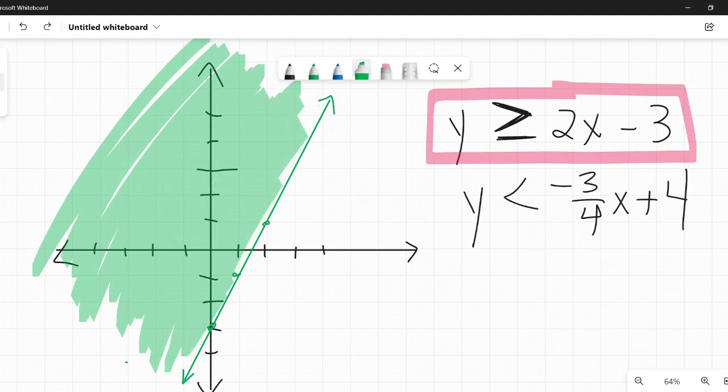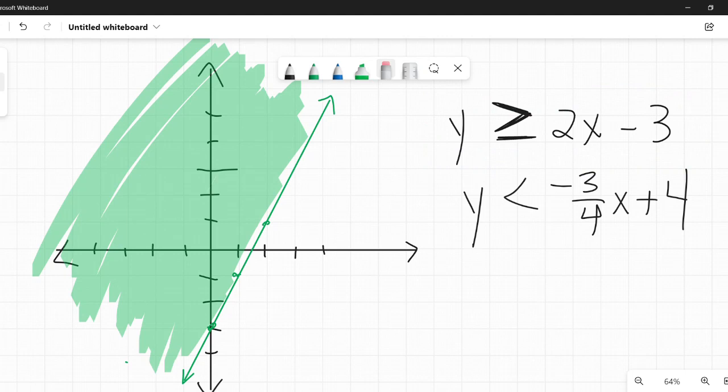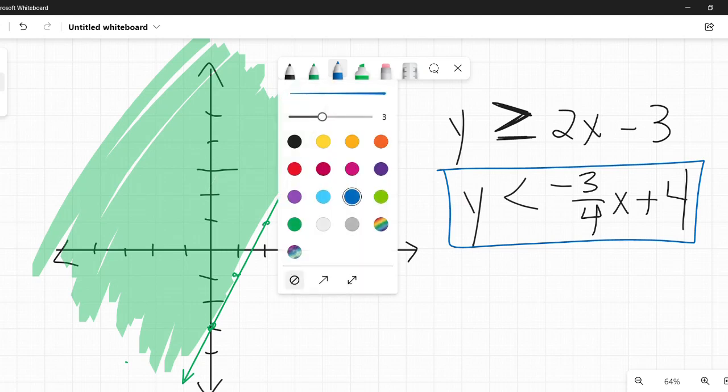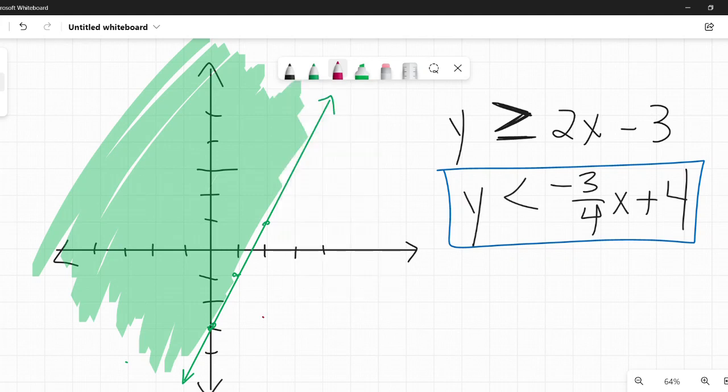So my second equation that I'm going to do, y is less than negative 3/4 x plus 4. And I'm going to use, what is that? Fuchsia, magenta. I'm going to use that color. Y is less than negative 3/4 x plus 4. My y-intercept is 4. My slope is negative 3/4. So I go down 3, 1, 2, 3, and to the right 4, 1, 2, 3, 4.